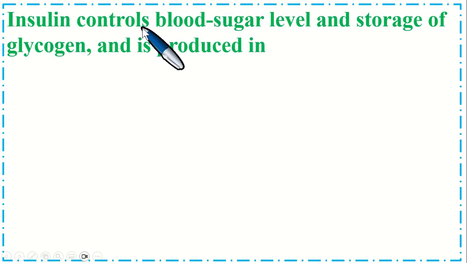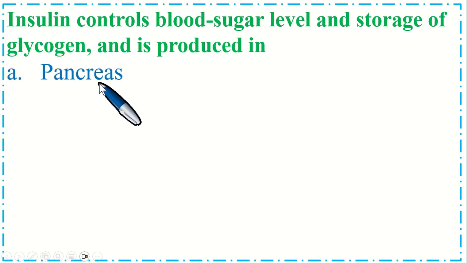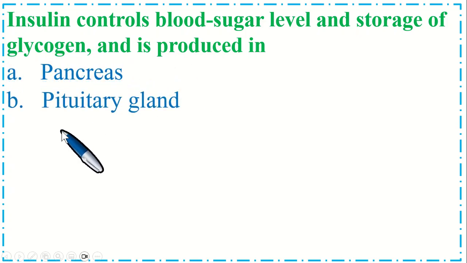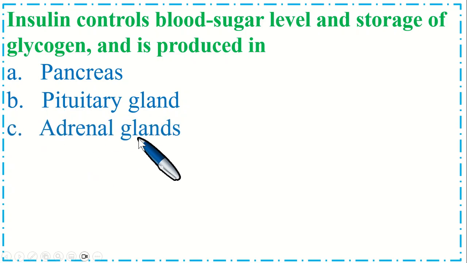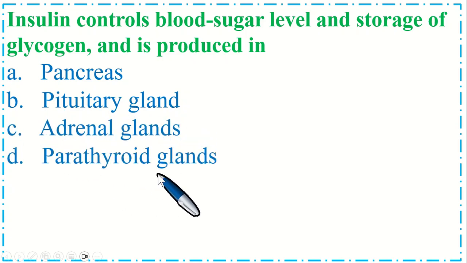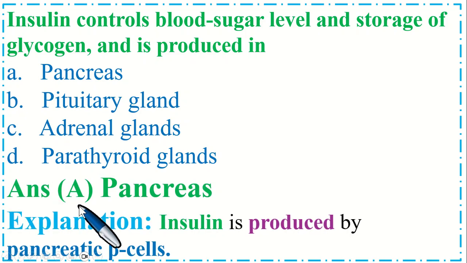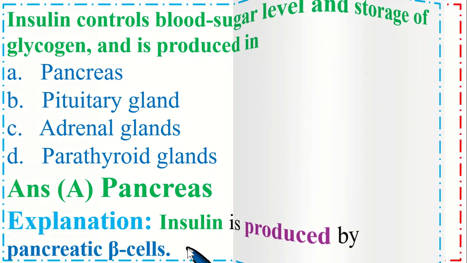So insulin controls blood sugar level and storage of glycogen and is produced in option A pancreas, B pituitary gland, C adrenal gland and option D parathyroid glands. So the correct option is A, pancreas. Insulin is produced by pancreatic beta cells.